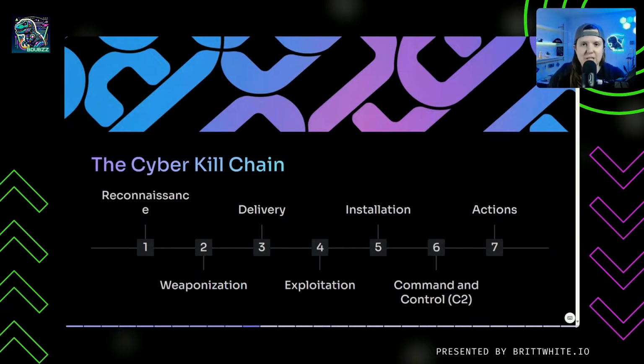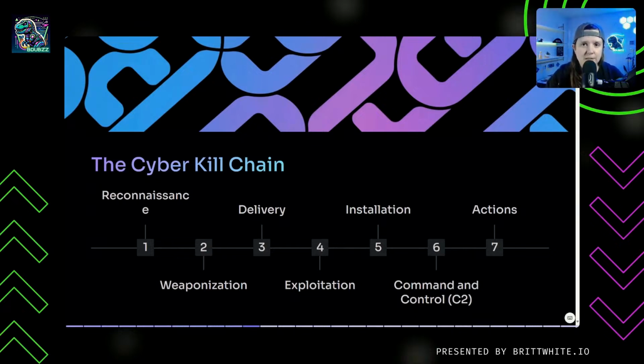Stage 4 is exploitation. This is where everything gets really serious. The attacker's code is actually running on the target system, taking advantage of a vulnerability. It's like they've picked the lock and gotten through the front door at this point.